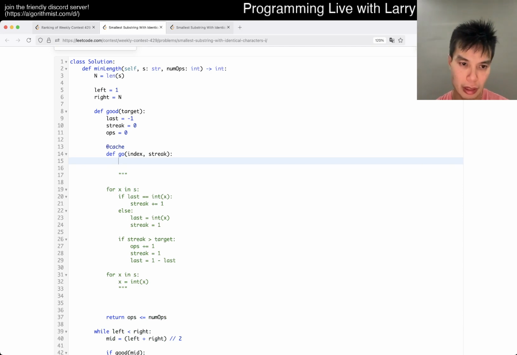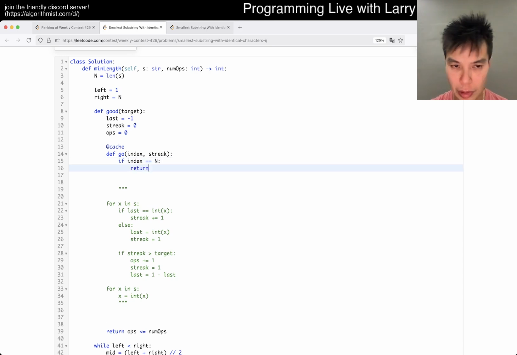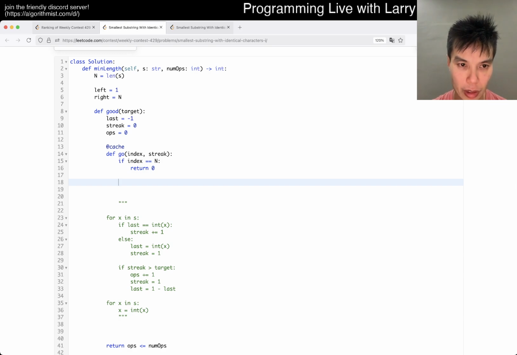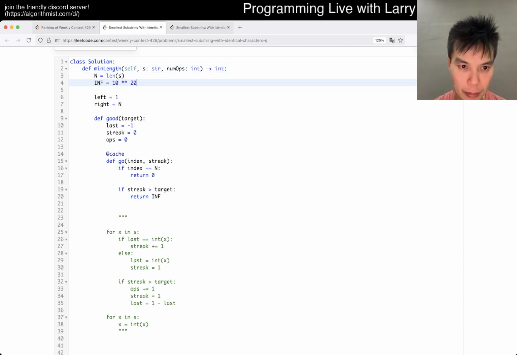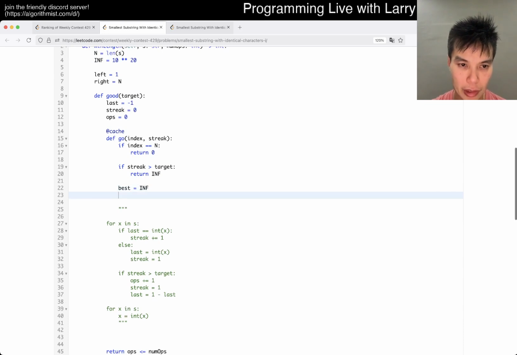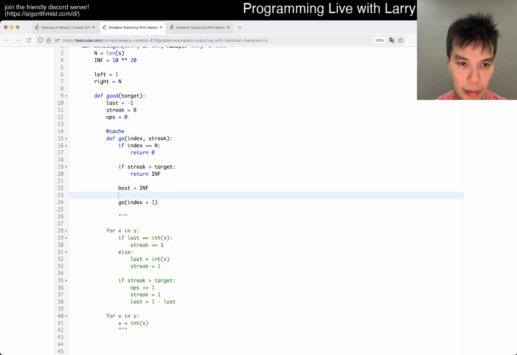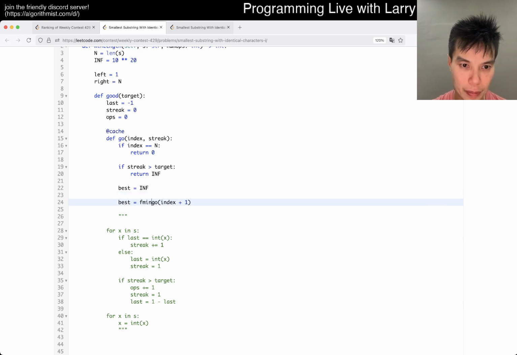Okay. And okay, you just write it out, Larry. You got this. Okay. We return 0 operations. Otherwise, we just go, yeah. If streak is greater than target, then we return infinity. Otherwise, then now we just best is equal to infinity. We go index + 1. So it's use, no use. Something like this. And this, no, you don't, if you're going to use one, then it's always going to be whatever.